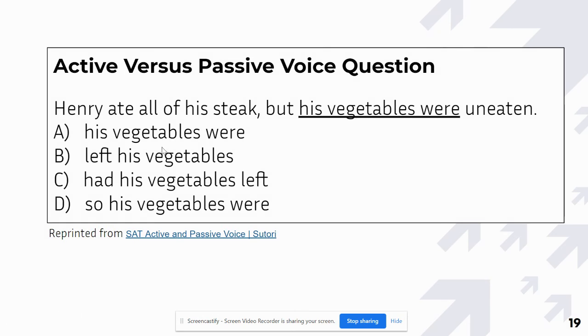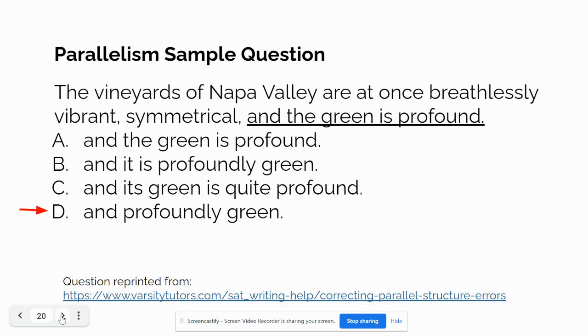Active versus passive voice. Again, I included this even though I didn't see any questions in the materials that the College Board put out. I just don't believe that they're not going to actually test on this. So I think it's worth doing if you have the time. The correct answer to that one would be B. Okay. Left his vegetables. That makes that active voice, which is usually what you want to see. Active voice is the correct choice. You don't want to see passive voice.